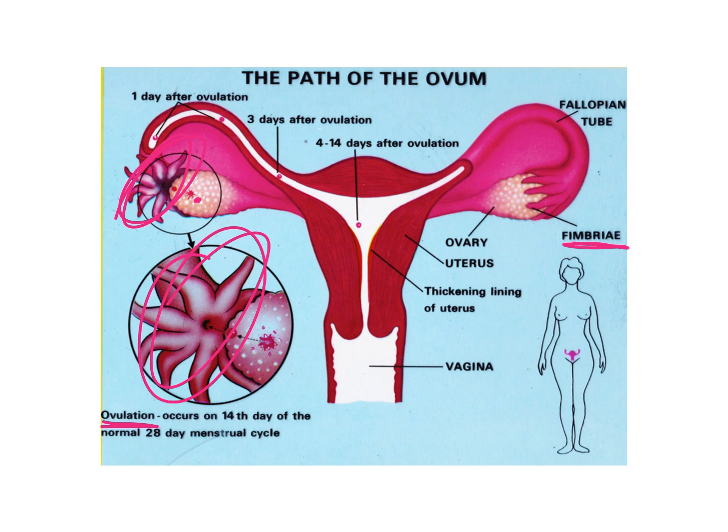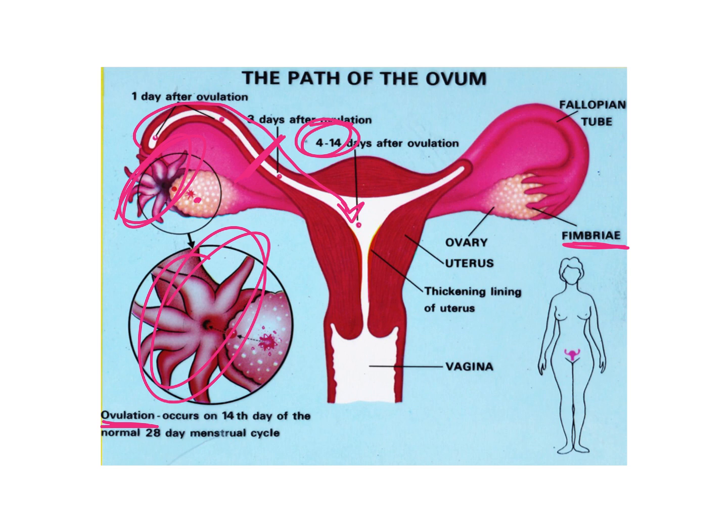It does take a little while for that egg to travel through the fallopian tube and into the uterus. Usually about 4 to 14 days after ovulation is when it reaches the uterus. If the egg were to be fertilized, it's going to happen in the upper 2/3 of the fallopian tube because it has to be fertilized within 24 hours after ovulation.